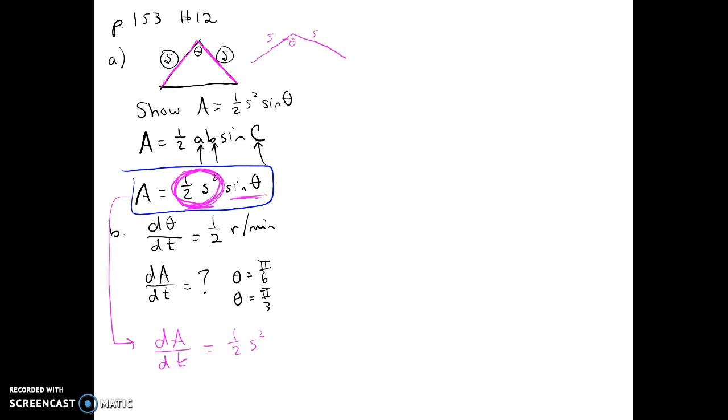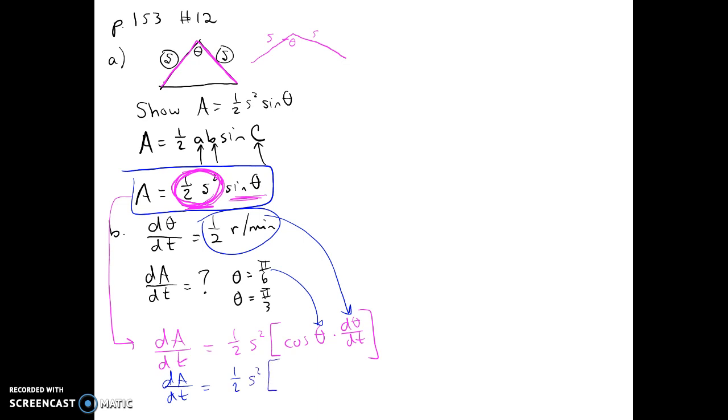And then I take the derivative of sine of theta, which would be cosine theta d theta dt. They told us what d theta dt was, and they tell us what angle they want us to put in. So dA over dt would be 1/2 S squared. Cosine of pi over 6 is square root of 3 over 2. D theta over dt is 1/2.